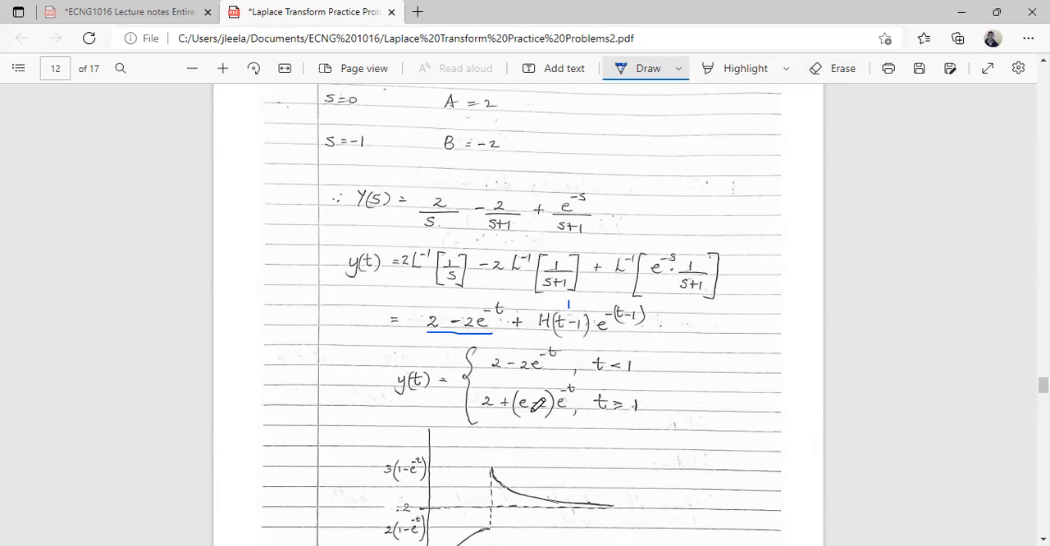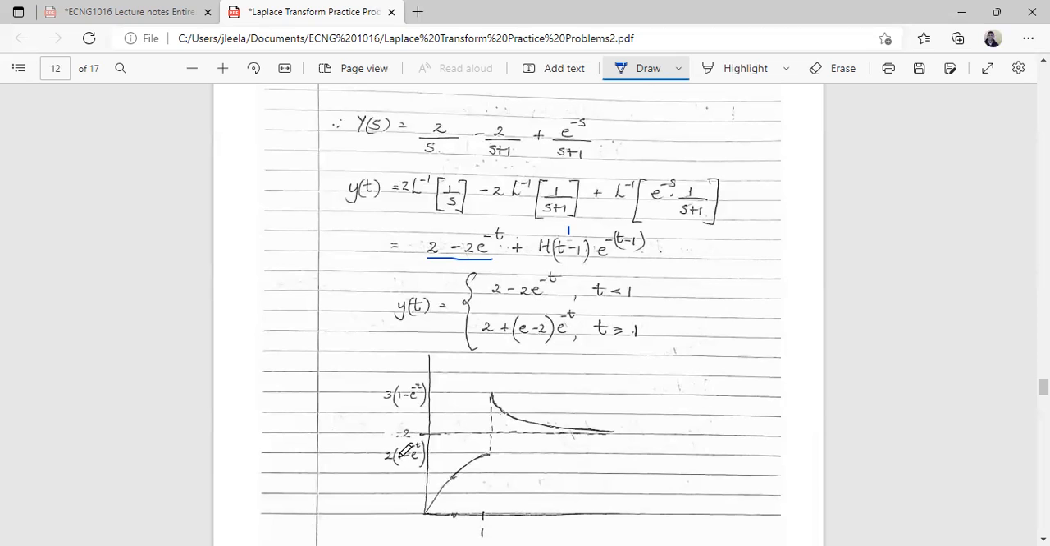Which is this part here. 2 plus e to the minus t by e to the 2 plus e minus 2 in bracket e to the minus c. When you multiply this out, you'll get back this here, right? And then they want us to graph it.